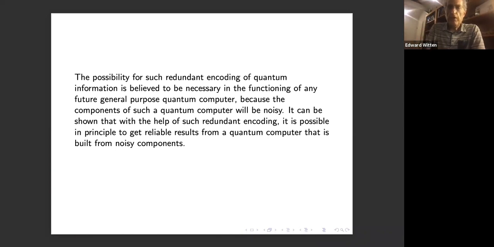So to the computer scientists, the importance of this redundant encoding is that it enables you to get a correct result from a computation, even though many components fail while you're doing the computation.